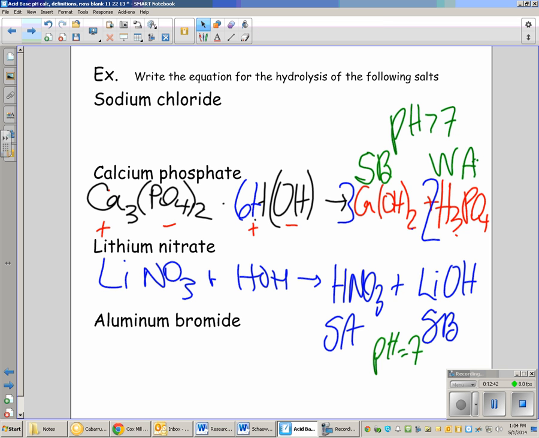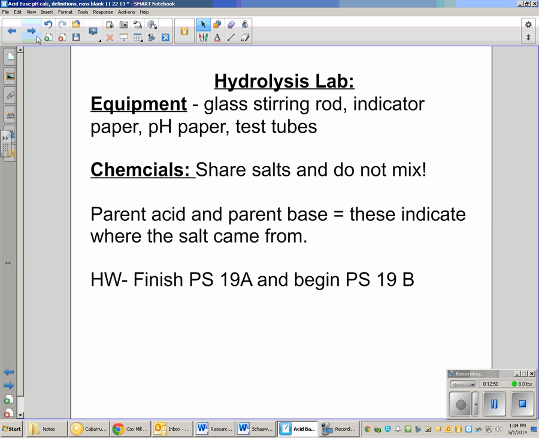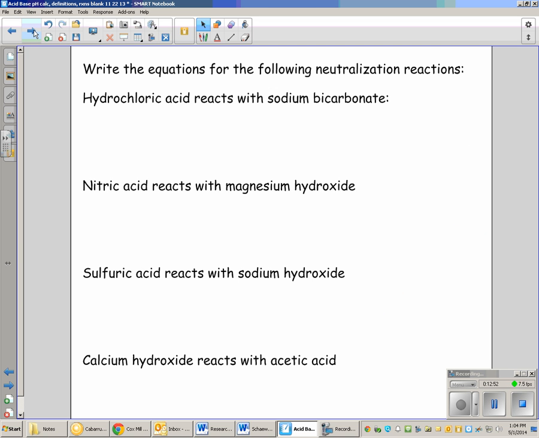Who feels good about reactions? Okay, some of us take part in my surveys. If you don't, I'm just going to assume yes. All right. Oh, we're not going to do hydrolysis right now, because I'm saving all our activities for tomorrow, unfortunately.